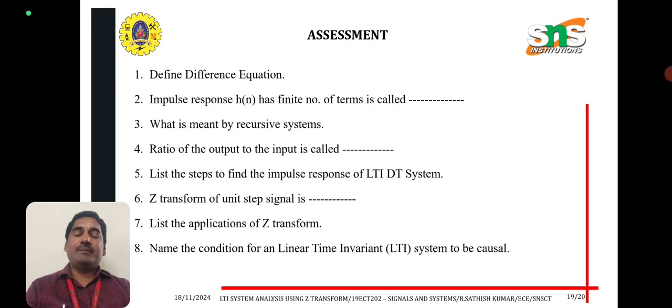List the steps to find the impulse response. First, for the difference equation, we apply the Z transform, and then we get the algebraic equation, solve for roots, and take the inverse Z transform, giving the impulse response of the linear time invariant DT system. The Z transform of the unit step signal is given as x of z is equal to z divided by z minus 1. List the applications of the Z transform. It is used for analysis of discrete time signals, to design digital filters, to solve linear difference equations with constant coefficients, etc. Name the condition for an LTI system to be causal: h of n is equal to 0 for n less than 0.